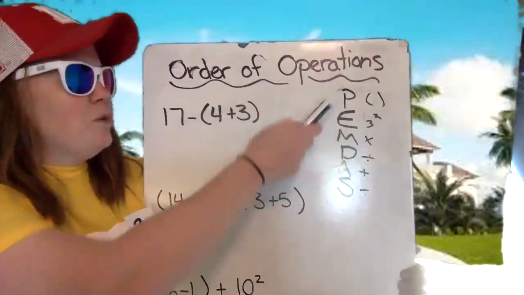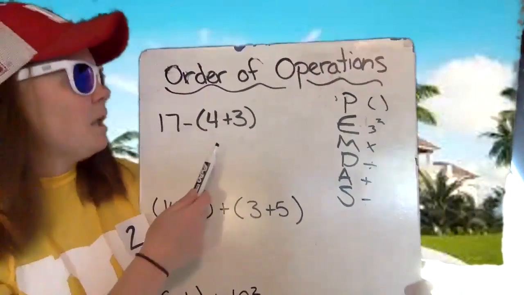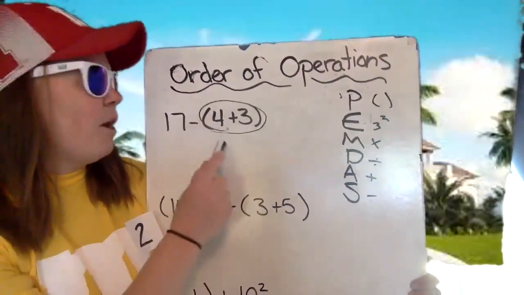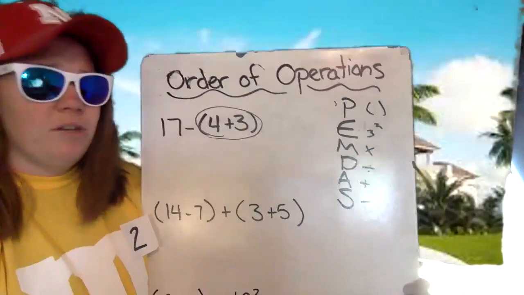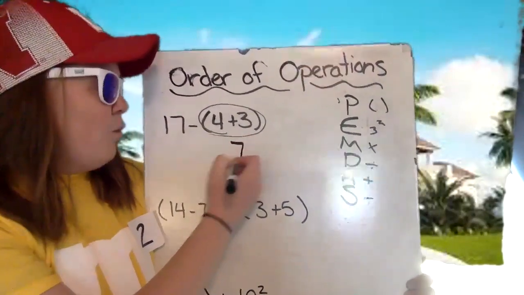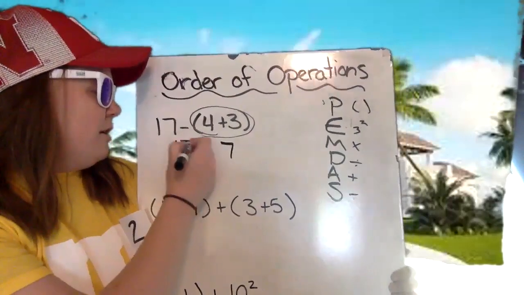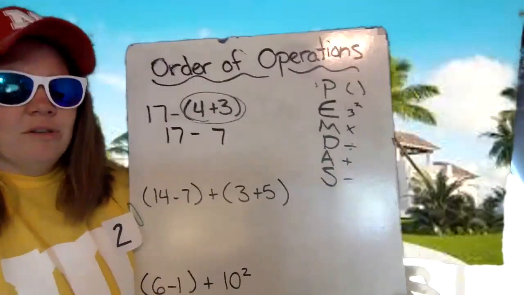So let's look first. We got to do parentheses first. Do we see any? Yep, so we're going to solve the part that's inside the parentheses. So 4 plus 3. Oh, 4 plus 3 is 7. And what we have left is 17 minus. So we're just going to write that right below it so that we know exactly what we have.